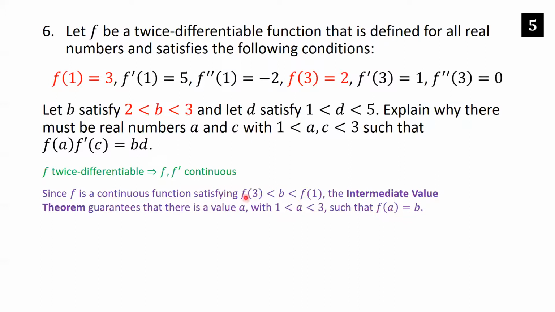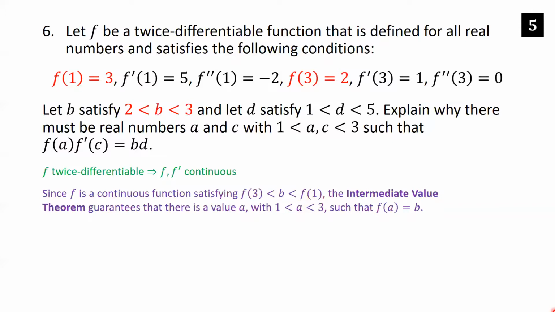Notice that in this case, the f of 1 is to the right of f of 3, just because that's what happened here, right? f of 1 is a bigger number than f of 3. The intermediate value theorem doesn't care about which one came first, whether the function is higher or lower at each of these points. It doesn't matter. It still holds.